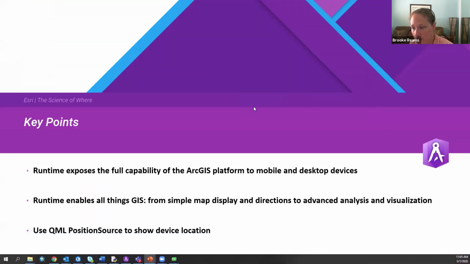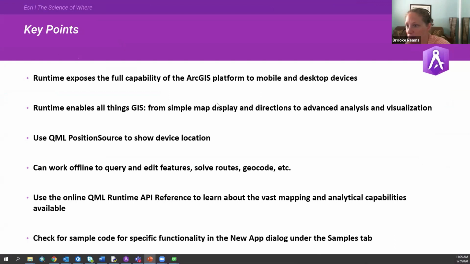And a quick conclusion here. Sorry, Erwin, I'm a few minutes over. Obviously, Runtime exposes the full capability of the ArcGIS platform to mobile and desktop devices. We've seen that Runtime enables all things GIS, from the simple map display and directions to advanced analysis and visualization. We use the QML position source to show the device location.